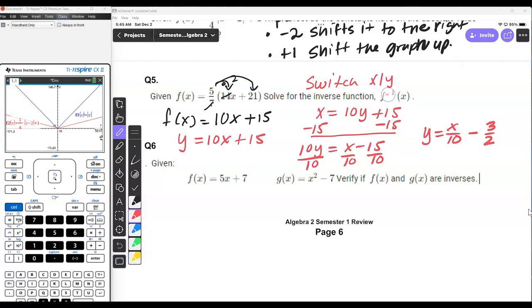Now, you have to write it in this form. So the inverse of f is equal to x over 10 minus 3 over 2.